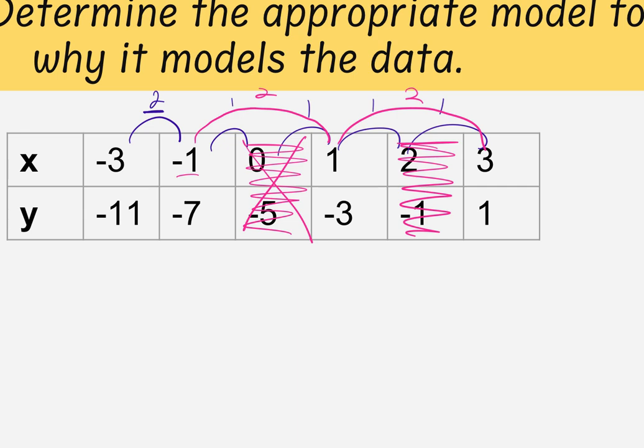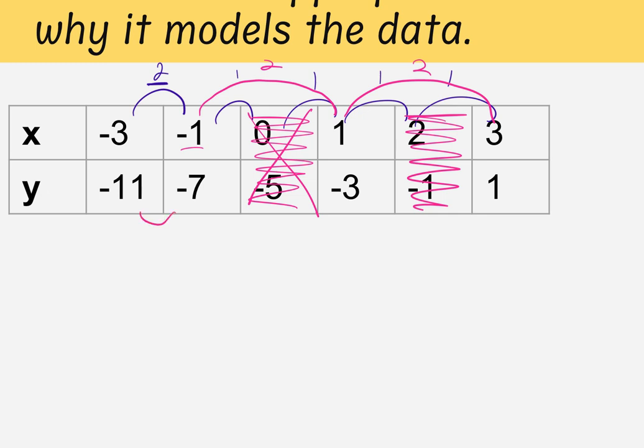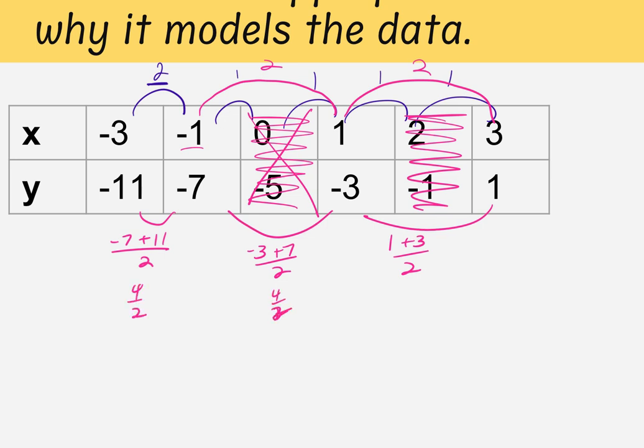So now I'm going to go from -7 minus a -11. And if I wanted the rate of change, it would have to go over 2. If I'm just comparing them, I don't have to put it over 2 because they're all over 2. But if it wanted the rate of change, I'd have to put it over 2. Then the next one would be -3 minus a -7 over 2. And then the next one would be 1 minus a -3 over 2. And I'd end up with 4 over 2 and 4 over 2 and 4 over 2, or 2, 2, and 2.